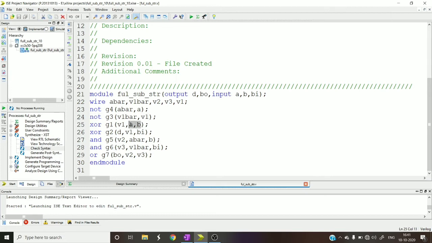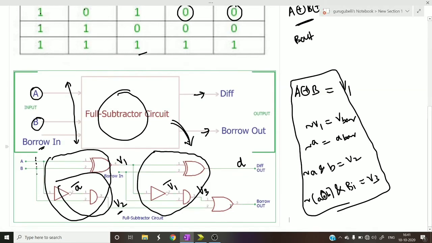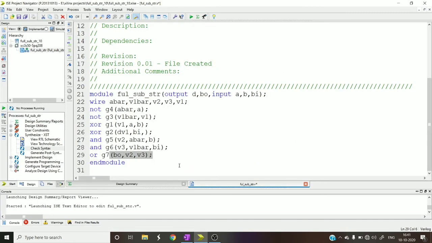So for XOR, A XOR B will be assigned to V1, and the XOR operation of this V1 and borrow in will be assigned to the difference. And similarly, the AND operation of these two is assigned to V2, and the AND operation of these two will be assigned to V3. Finally, the results of those two should be given to an OR gate. You can see here the final OR gate, right? So now this is the code for the full subtractor using the structural level of abstraction.